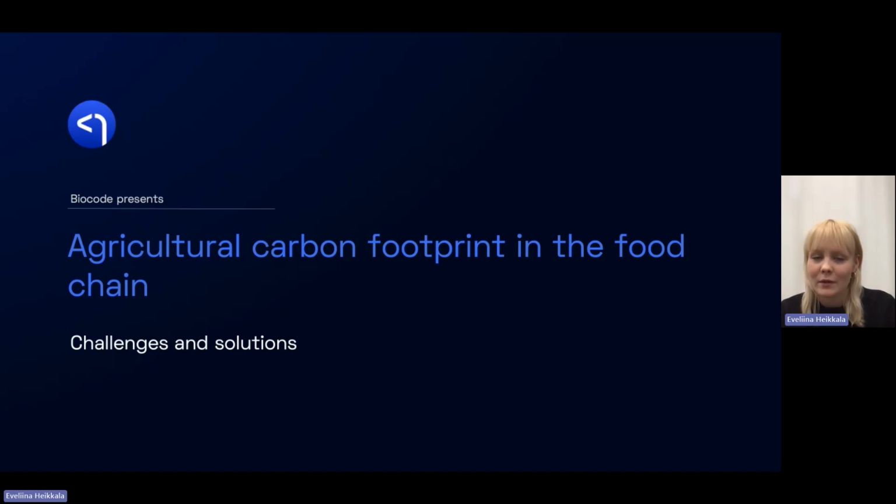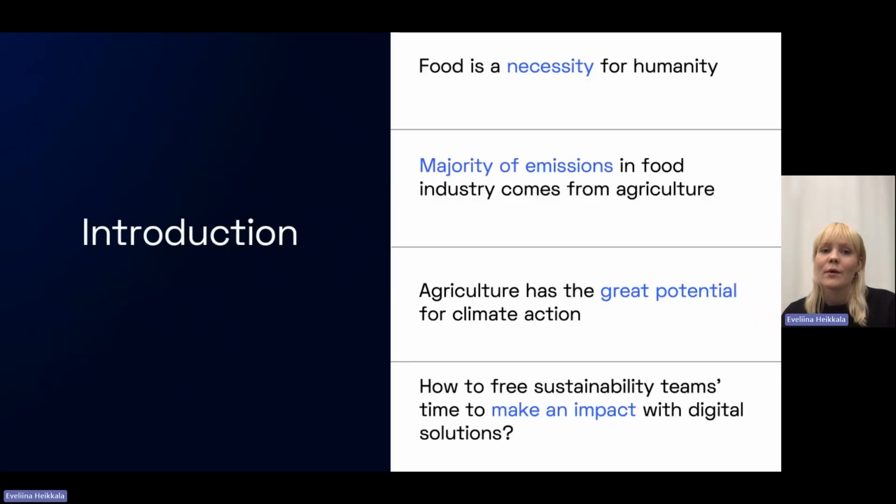And today I'll be talking to you about the agricultural carbon footprint in the food chain, and we'll cover some challenges and solutions related to the agricultural emissions and how to calculate them. So, as an introduction, as we all know, food is a necessity for humanity, and most of the emissions in the food chain arise from agricultural activities. But then, on the other hand, even though the emissions in the agricultural sector are the largest, there is also the greatest potential for climate impact reductions. And then, when talking about the calculation itself of the emissions, it requires a lot of resources, and therefore we will discuss how digital solutions could help sustainability experts to focus their resources in a more efficient way.